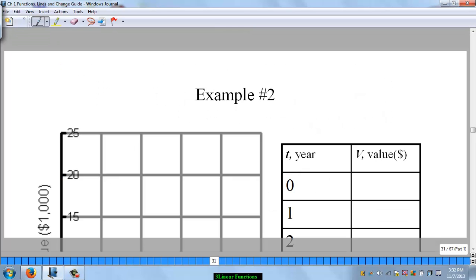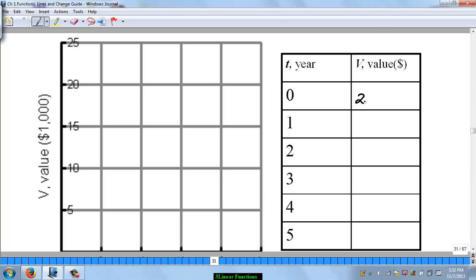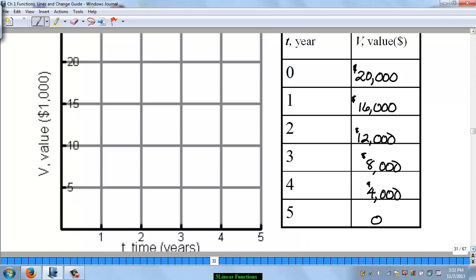Let's look at the table here. So this one goes the other way. At time 0 it was worth $20,000 and every year after that it drops $4,000, so we're down to $16,000, $12,000, $8,000, $4,000, and then we're down to 0. So we did a straight line depreciation.